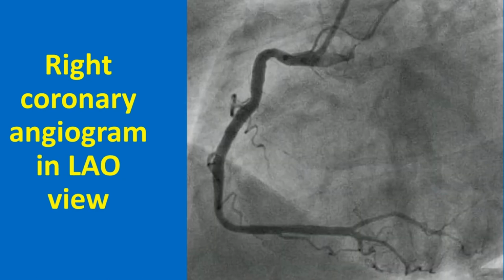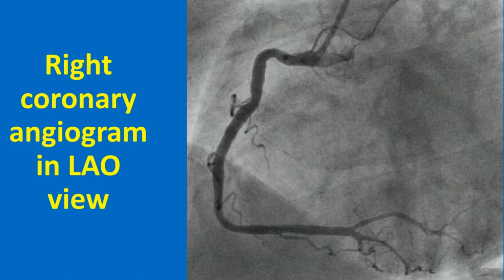LAO view usually shows the full length of the right coronary artery in a C shape. Distally, the right coronary artery divides into PDA and PLV at the crux cordis. Crux cordis is the junction of the atrioventricular and interventricular grooves posteriorly. The artery which crosses the crux is defined as the dominant coronary artery.